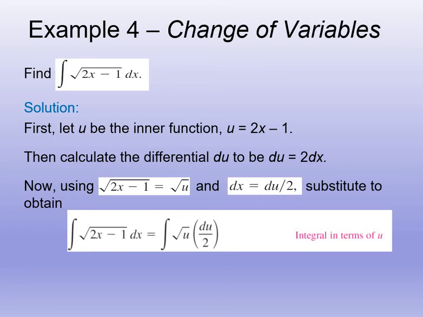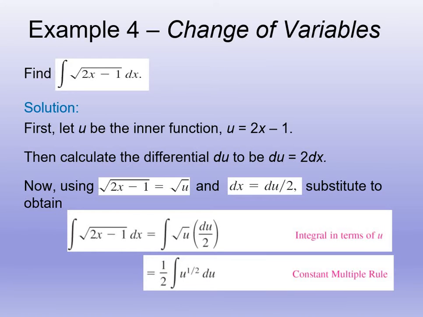So now we can do the integral in terms of u. You can rewrite that square root as u to the 1/2. And now we have a much simpler integral to work with, right? It's easier for us to take the integral of the square root of u instead of the integral of 2x minus 1 and recognize the patterns in undoing those things.